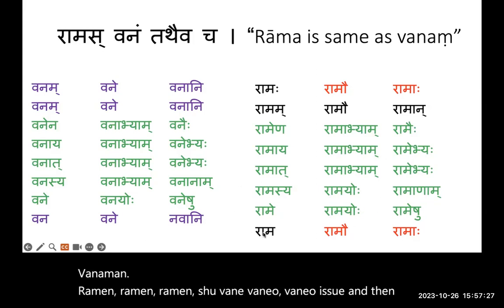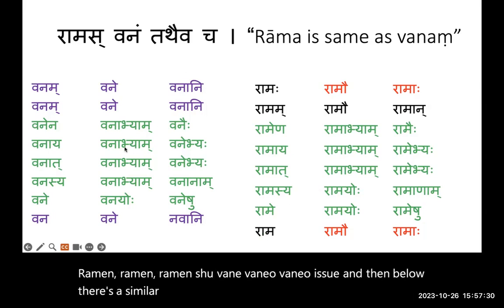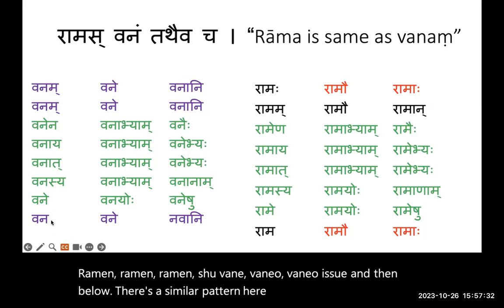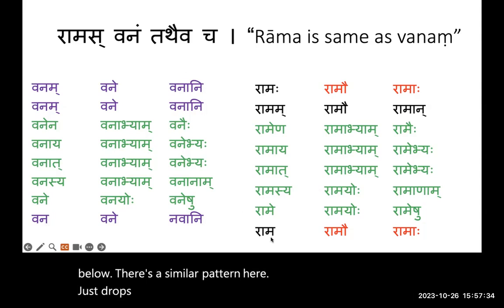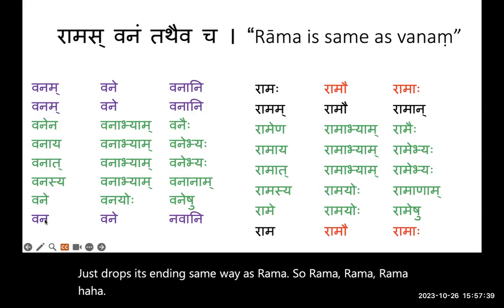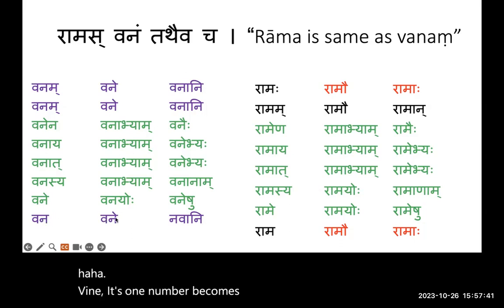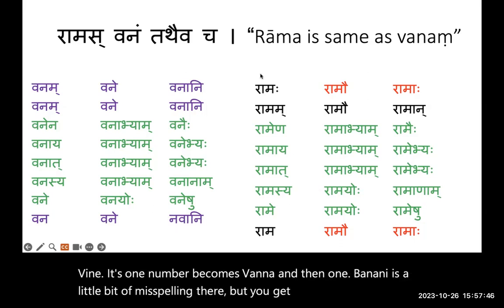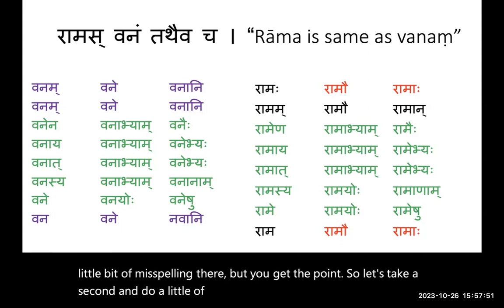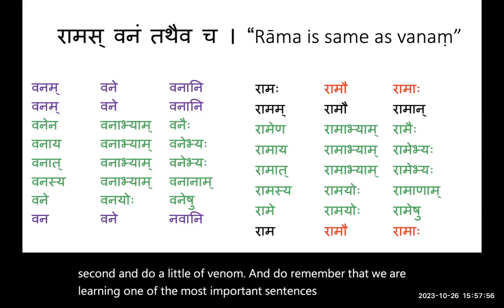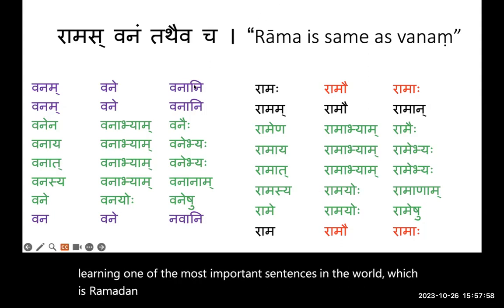And then below, there's a similar pattern. Here, vanam just drops its ending, same way as Rama. So Rama, Rama, Ramah. Vanam becomes vana, and then vane, vanani. There's a little bit of misspelling there, but you get the point. So let's take a second and do a little of vanam. And do remember that we are learning one of the most important sentences in the world, which is Rama vanam gacchati. Rama goes to the forest.